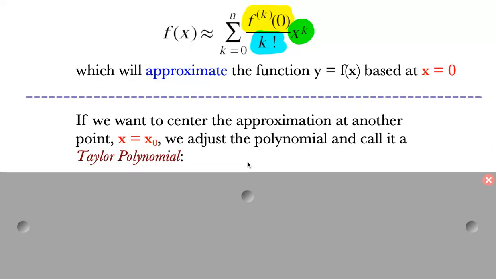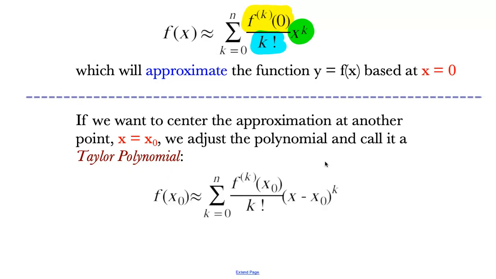But suppose we wanted to approximate the function somewhere else, not at x equals 0, but at some other x value. Let's call it x sub 0. It could be approximating it at 1 or 2 or negative 5 or wherever we choose to do it. We're going to adjust the Maclaurin polynomial, and we're going to call it a Taylor polynomial. It looks like this. And if we notice, things are kind of similar here. The only difference, we're now evaluating it at x sub 0.